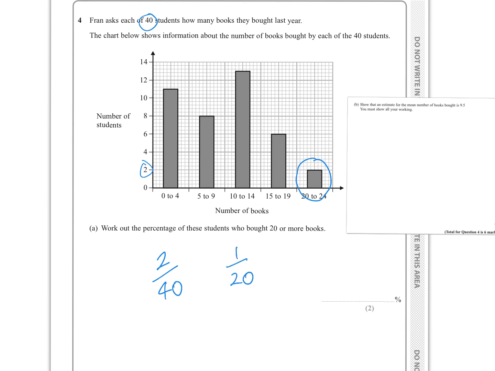And on your calculator, you can work that out. 1 divided by 20, that gives 0.05. And you should know that is 5%. If you didn't want to use the calculator, you could have just times top and bottom by 5, and you would have got 5 out of 100, which, as you know, is 5% also. Okay, so 5% is the answer. Now, let's have a look at the next part.